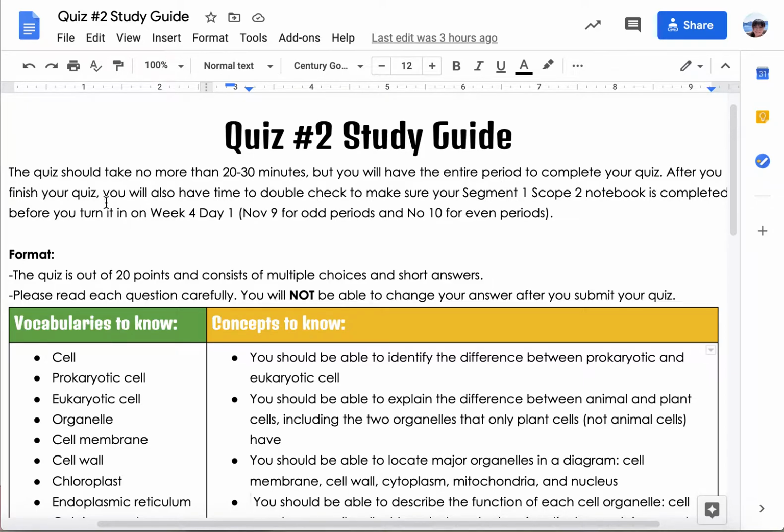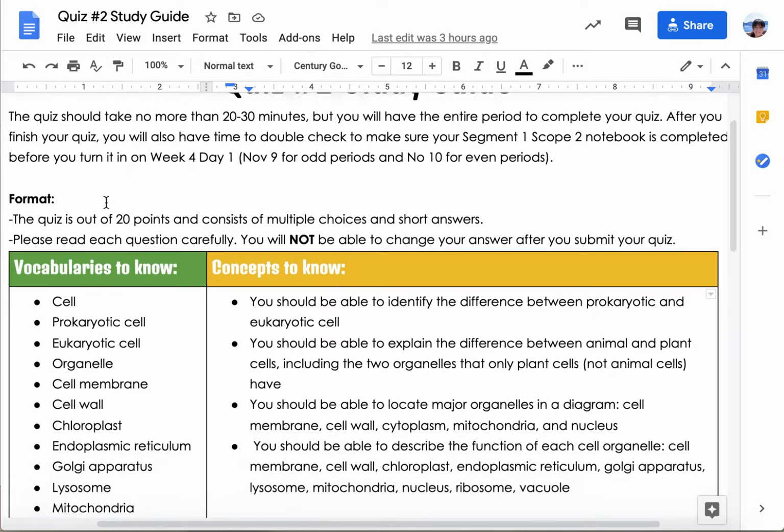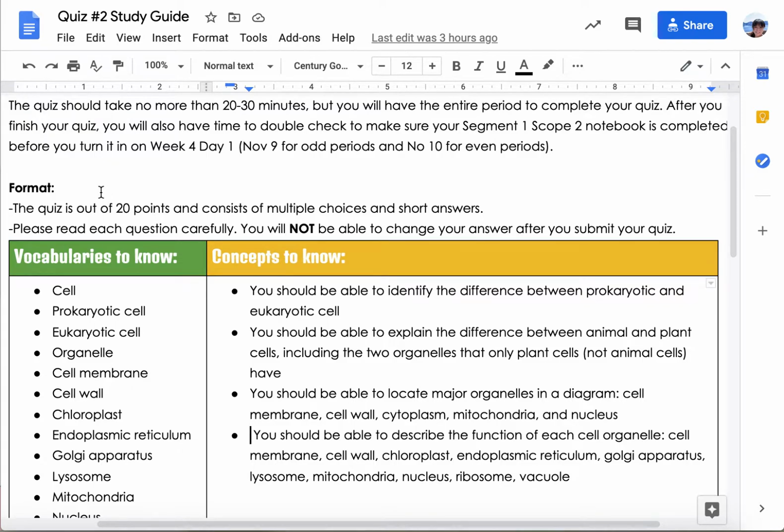So again, the quiz is very similar to last time. It should take no longer than 20 to 30 minutes, but you do have the whole entire period to complete your quiz. And after you finish your quiz, you also have some time to check through your notebook to see whether you have anything that you need to add. You will have 10 questions that will be graded, and there is 1 additional extra credit question. Each question is 2 points, so the whole quiz will be 20 points.